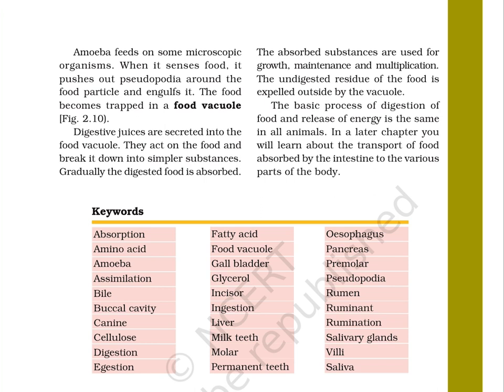Gradually, the digested food is absorbed. The absorbed substances are used for growth, maintenance, and multiplication. The undigested residue of the food is expelled outside by the vacuole. The basic process of digestion of food and release of energy is the same in all animals. In a later chapter, you will learn about the transport of food absorbed by the intestine to the various parts of the body.